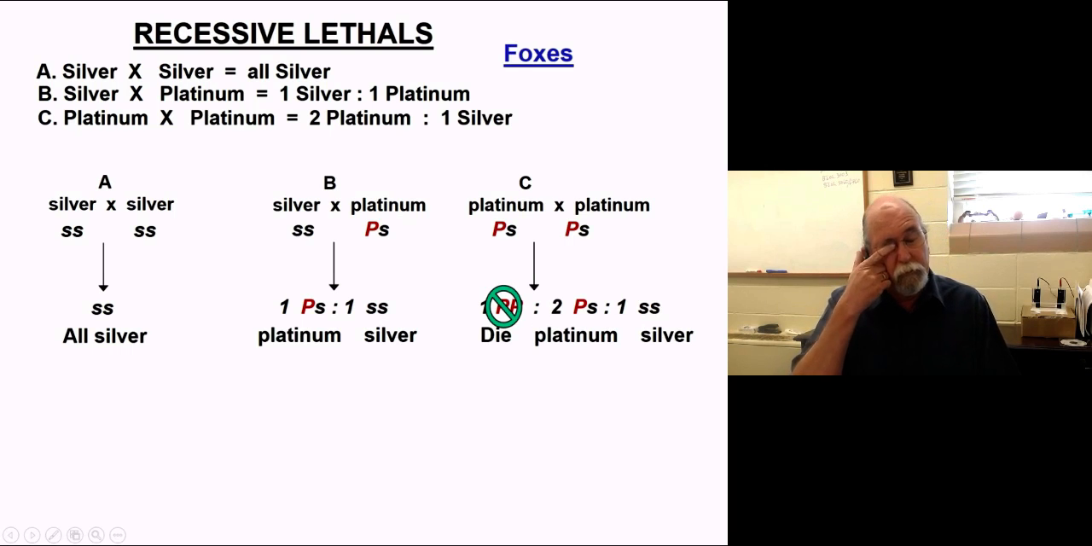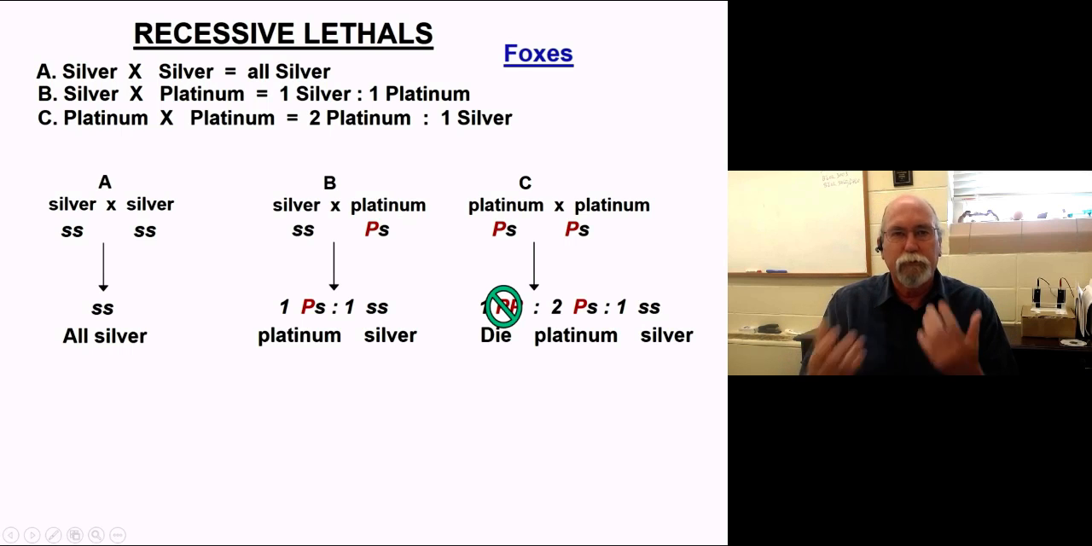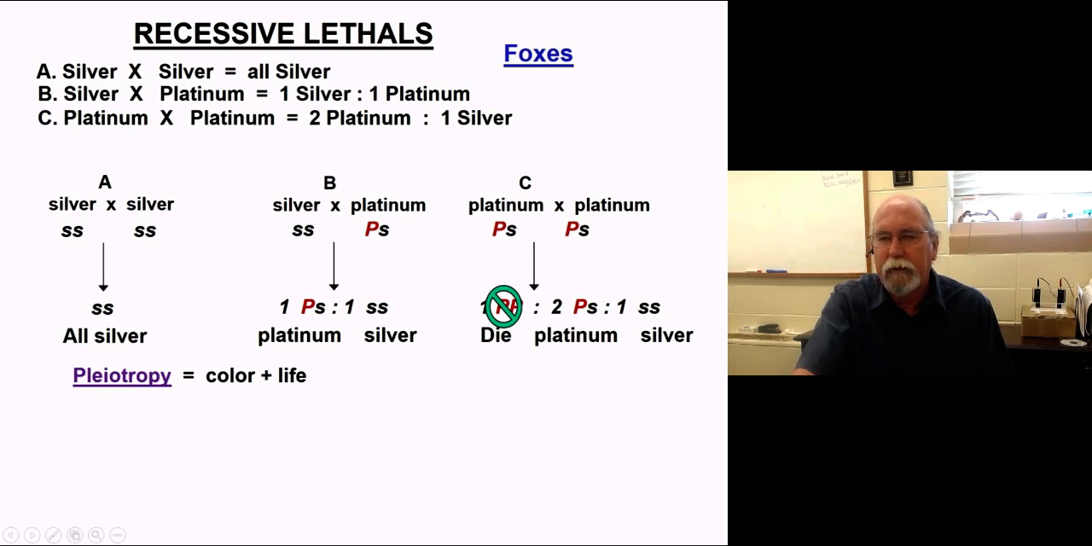So by the time we get to actually observing the phenotype, so we can tell who's platinum and who's silver after birth, we really only have this 2 to 1 ratio, right? So the 2 to 1 becomes a critical ratio for us to get. So once again, this is an example of pleiotropy. Color here is part of this whole system, right? And we have color and then life, right? So we have the extreme cases of pleiotropy.